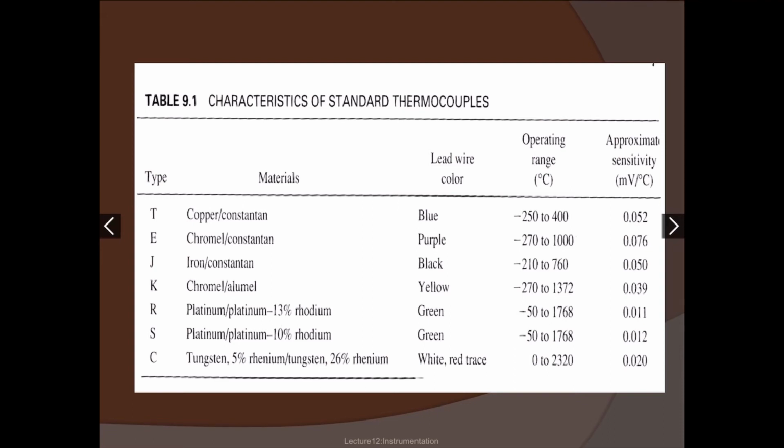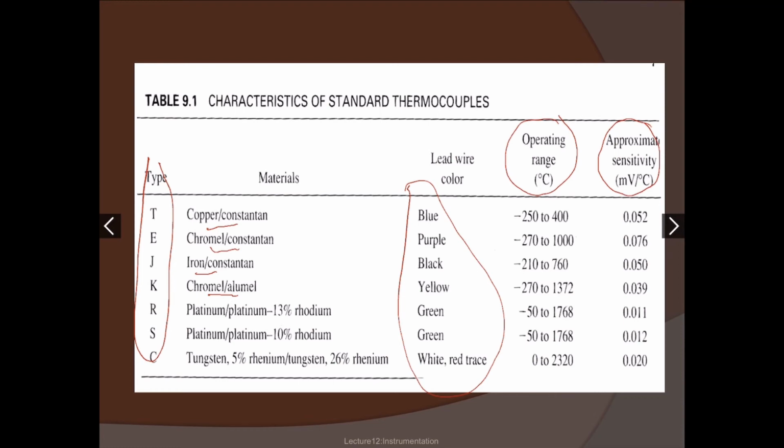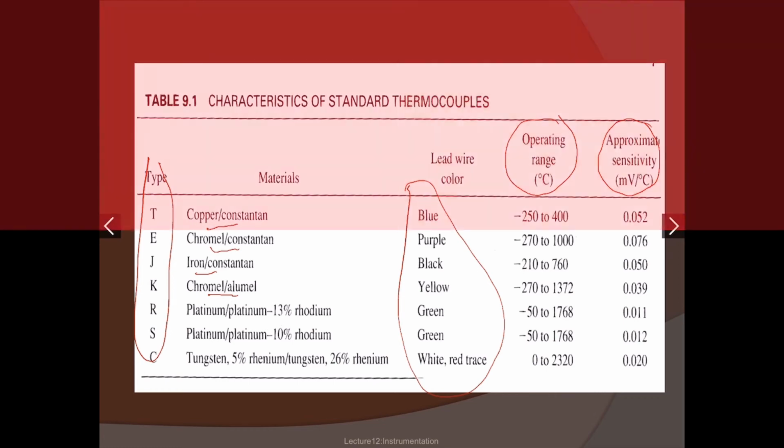of nickel and copper. So in this table, we can see that there is a standard wire pair such as copper constantan, chromel constantan, iron constantan, chromel alumel, and etc. Each pair has their own letter and also color code. Different pair will have different operating range, and also the approximate sensitivity of each pair is shown here.